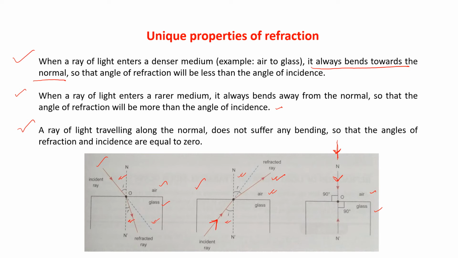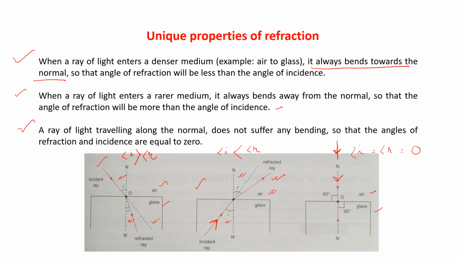So what are we getting? For the first case, angle I is greater than angle R. For the second case, angle I is less than angle R. And in the third case, angle I is equal to angle R, which is equal to 0.